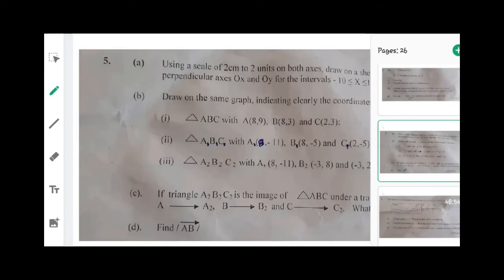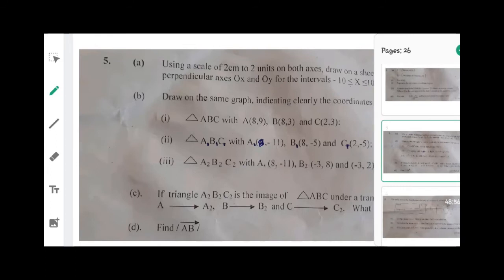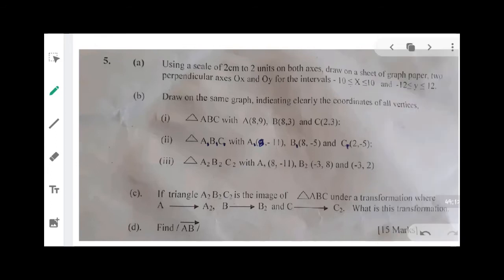Transformation. Okay, using a scale of 2 centimeters to 2 units on both axes, draw on a sheet of graph paper 2 perpendicular axes OX and OY for intervals negative 10 less than or equal to X less than or equal to 10, and negative 12 less than or equal to Y less than or equal to 12. We are drawing these points, triangle ABC, with point A (8, 9), point B (8, 3), and point C (2, 3).